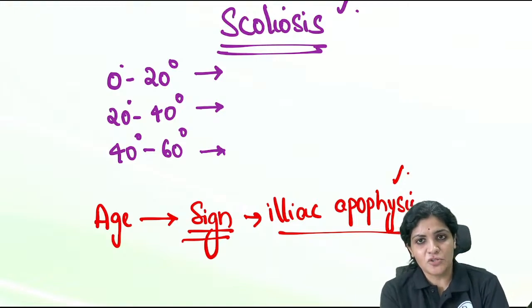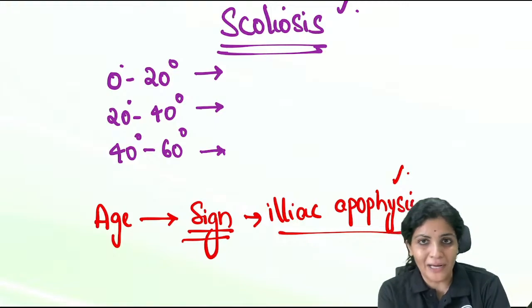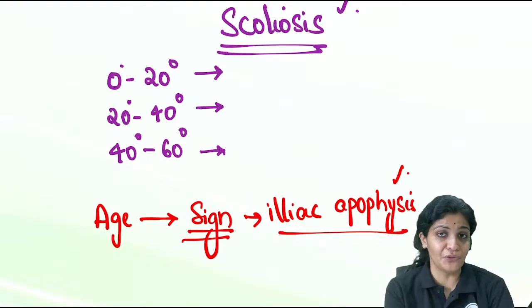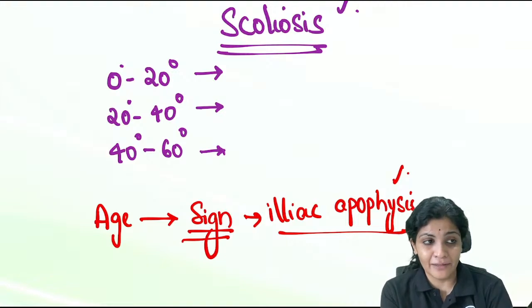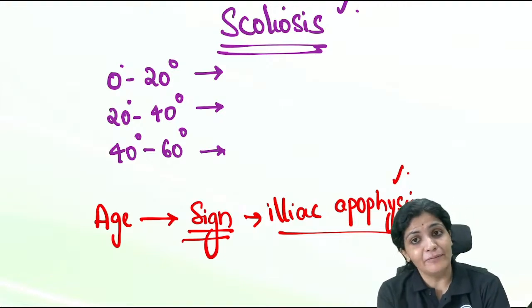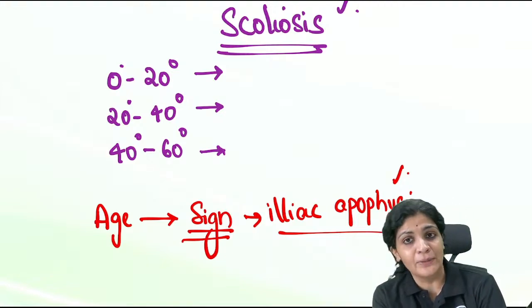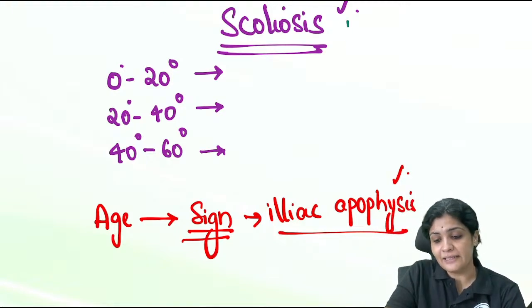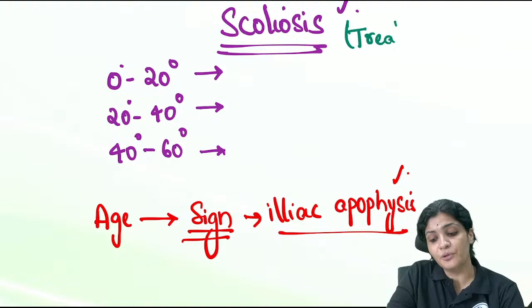So two important things you have to learn in case of scoliosis. One is the angle, because this has been recently asked in the exam, and it is also useful clinically. So we are learning about the Cobb's angle, and this angle will tell us something related to the treatment. We are learning it because we will know how to treat the patient based upon this angle.